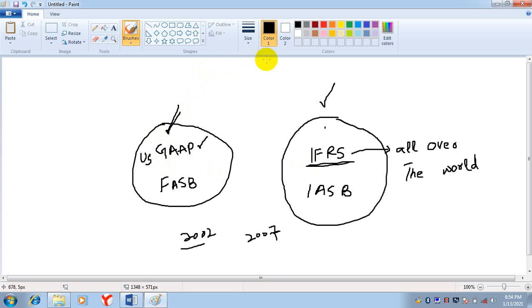There are different standards used in GAAP. Inshallah, in the next class, we will study what the standards of GAAP are. So this is the main difference. Don't confuse yourself about these two things, GAAP and IFRS. GAAP is followed in USA and IFRS is followed all over the world.